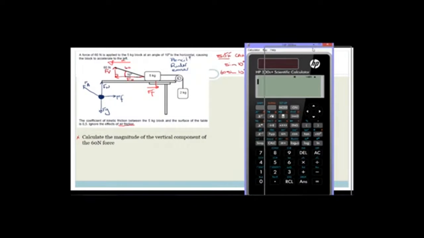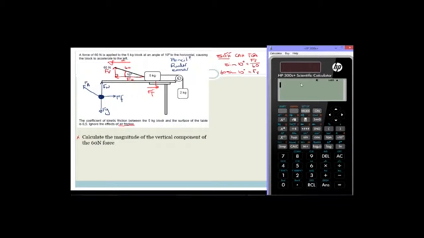Okay, so we want 60 sine 10, and you know what I'm going to say. Check that this does not have a big R here for radians. You need to be in degrees. So we go 60 sine 10 degrees, close bracket, equals, and that's 10.4. Always round to 2 decimal places. It's 10.42. So the vertical component is 10.42 Newtons.